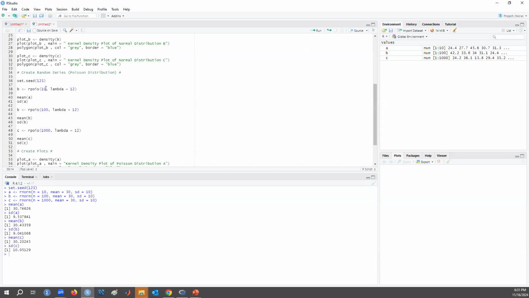So we have the seed set. In this case, we want 10 observations from a Poisson distribution with a lambda of 12. And in each case, the lambda is going to be 12. And we're taking random samples from a Poisson distribution, assuming the lambda is 12. In this case, it's 10 observations from the underlying population, 100, and 1000. So let's do that here. There's A, B, and C.